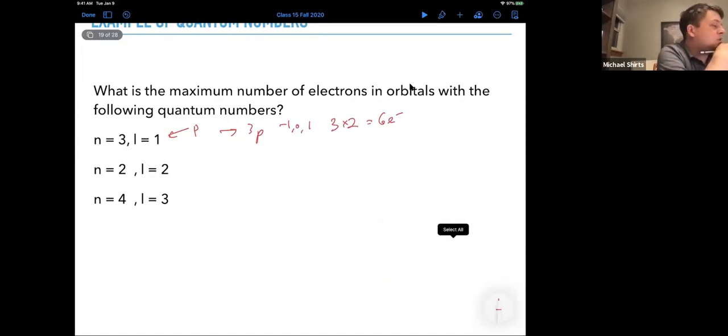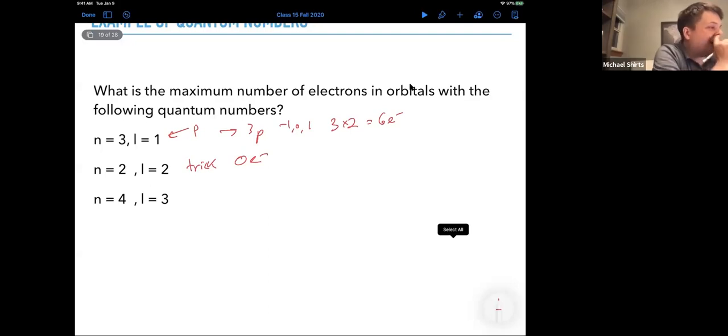n equals 2, l equals 2. Aha! Trick question. The answer is 0. No electrons can be in orbitals like that because those are not possible quantum numbers. So I guess you'd say, what's the maximum number of electrons? None. There's no such thing.